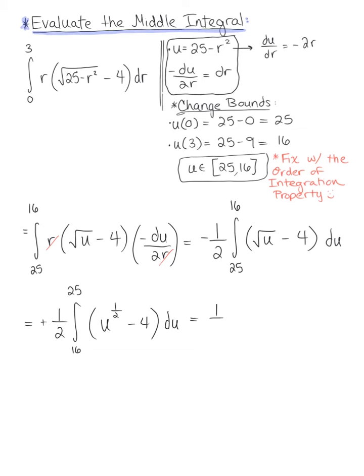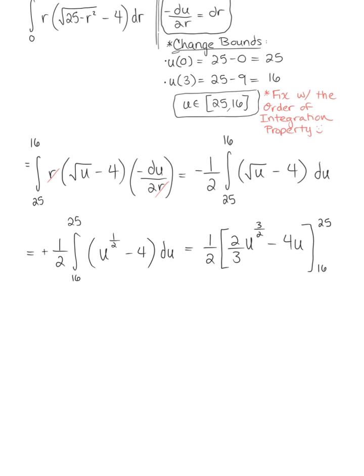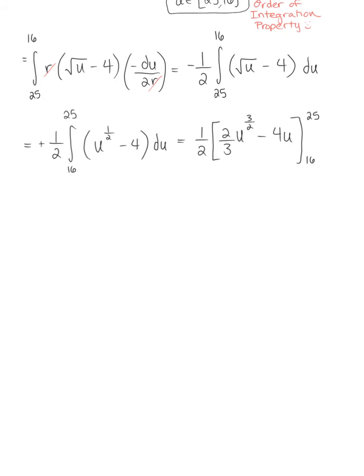So integrating by the power rule, we have 1/2 multiplied by 2/3 times u to the 3/2 minus 4 times u. And it is now safe to evaluate from 16 to 25. And we'll give ourselves just a little bit more room here. Now what I'm going to do is think about u to the 3/2 as being the square root of u cubed. This will help to make our evaluation just a little bit easier.